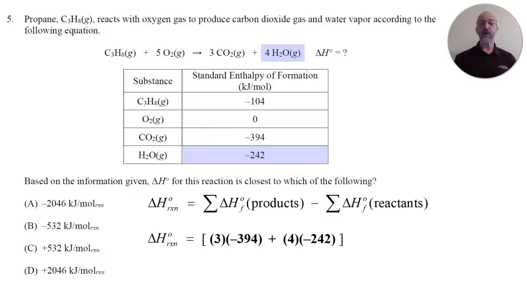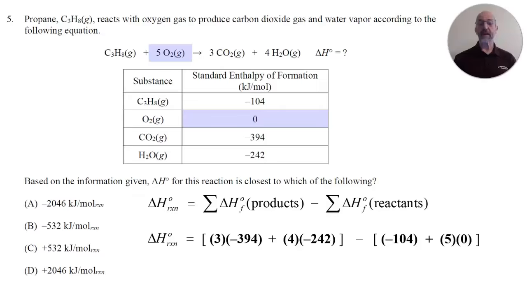Now that I've focused on the products, I'm going to move on to the reactants. The first reactant that I see is C3H8, so that would be a value of negative 104 for the enthalpy of formation. And then the next reactant that I see is oxygen gas. That would be 5 times the value for oxygen gas, which happens to be a 0. So by definition, the standard enthalpy of formation for an element in its standard state is defined as 0.